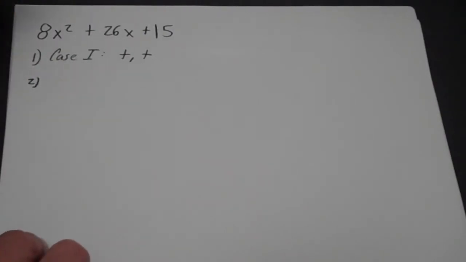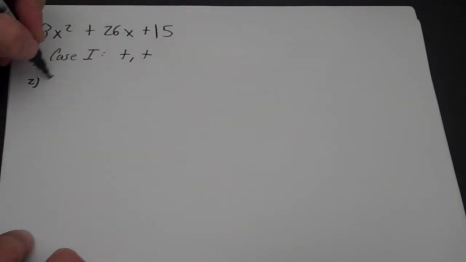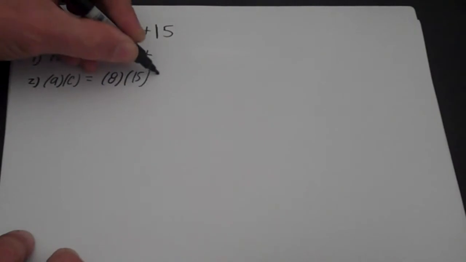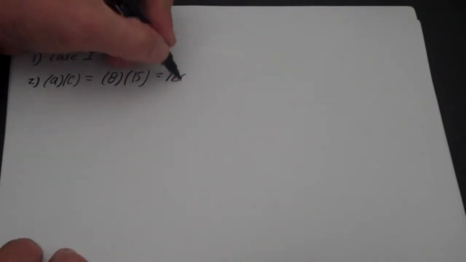The second step is you take A, which in this case is 8, and C, which in this case is 15, and you go A times C. A times C in this case will be 8 times 15, and let's see, 8 times 15 will be 120.